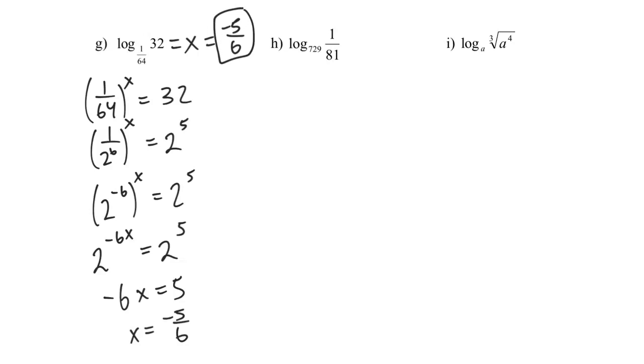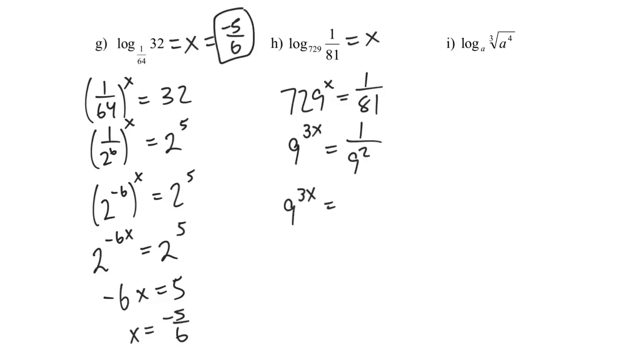Okay, letter H, we've got something kind of similar here. So 729 raised to the x is equal to 1 over 81. The like base here is going to be either 3 or 9. It doesn't really matter which one of those you choose, but 9 to the 3rd is 729, so I could rewrite this side as 9 to the 3x, and that's going to equal 1 over 9 squared, which is really the same thing, if I move that to the numerator, as 9 to the -2 power, which means that 3x is going to equal -2, and so therefore x is going to equal -2/3.